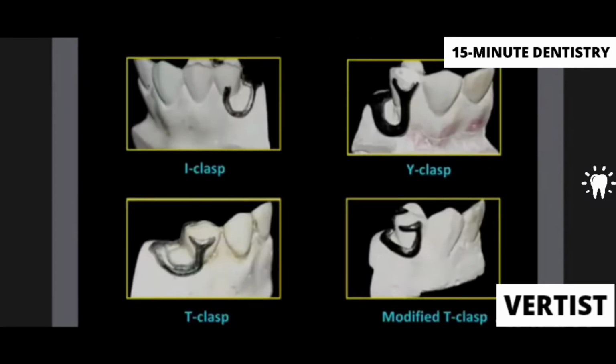Your gingivally approaching clasps are the I clasp, Y clasp, T clasp, and the modified T. As per the alphabet, they have been, for simplicity, named, and that's how they have been designed as well, as very clearly you can see in your pictures.